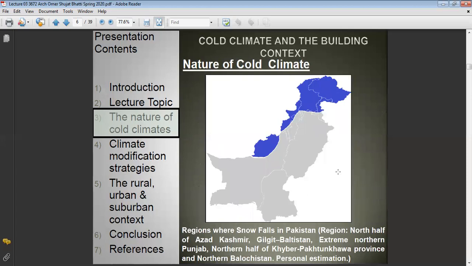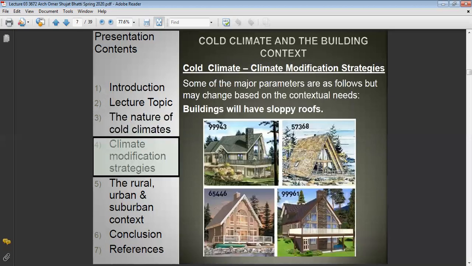As you can see, in this map of Pakistan, the highlighted blue areas are those which fall into the cold climate region, which mainly includes the northern half of Azad Kashmir, Gilgit-Baltistan, extreme northern Punjab, the northern half of Khyber Pakhtunkhwa province, and northern Balochistan. These have been marked as the areas in which cold climate exists.